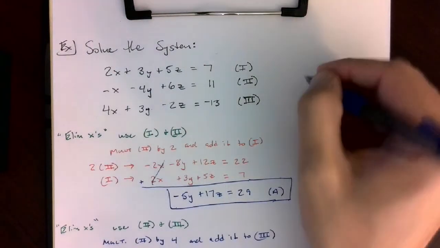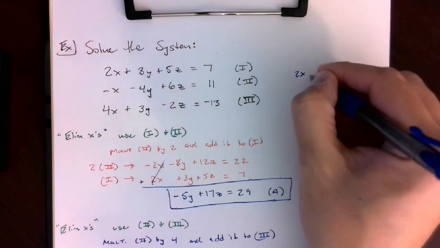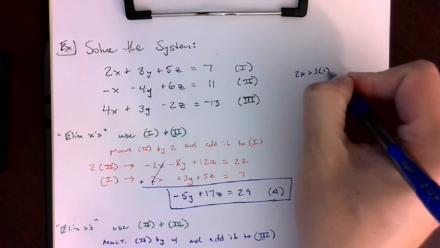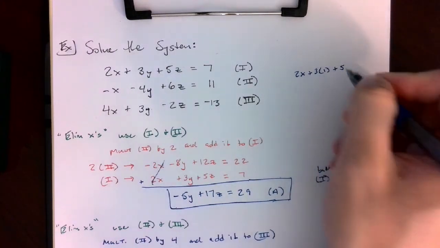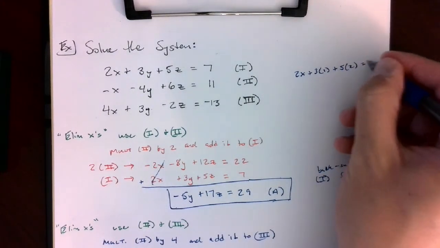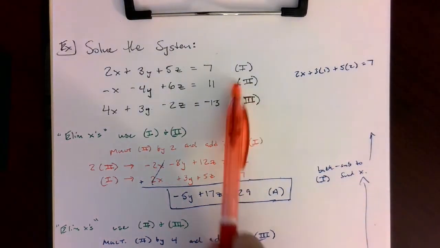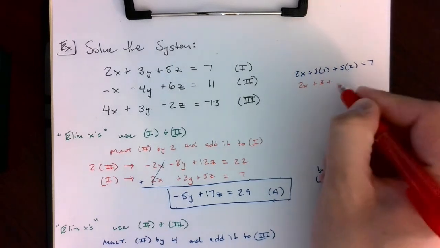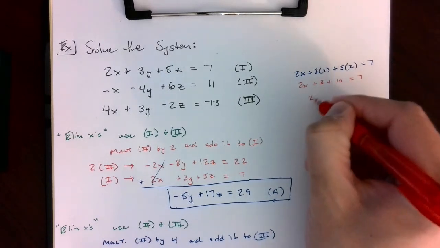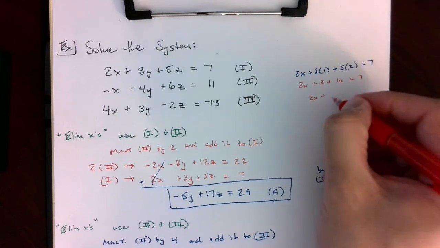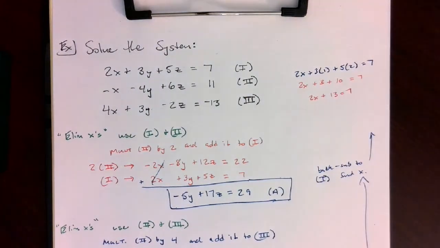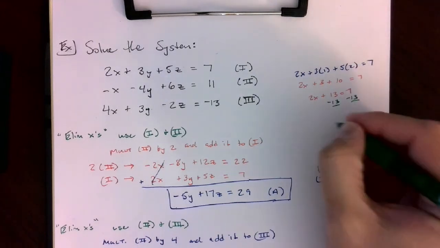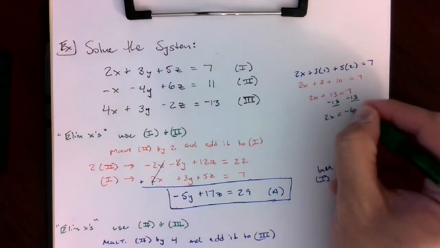So you would have 2 times x plus 3 times y, which is 1 we just found, plus 5 times z, which we found to be 2. We want this to be equal to 7. So we're substituting into equation 1, and now we're just solving this. We got 2x plus 3 plus 5 times 2 is 10 equals 7. So 2x plus 3 plus 10 is plus 13 equals 7. We're going to subtract 13 from each side. So we get 2x equals 7 minus 13, which is negative 6.